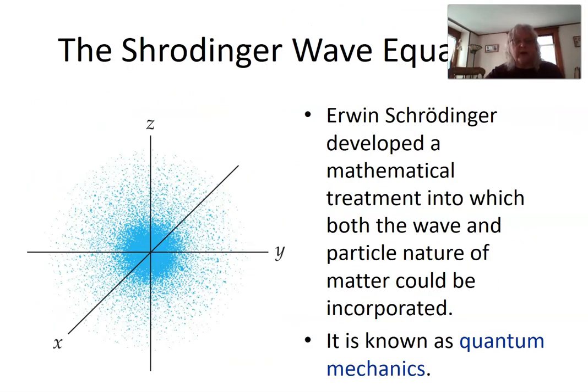Erwin Schrödinger developed a mathematical treatment into which he put both the wave and the particle nature of matter, and this is referred to as quantum mechanics. The Schrödinger wave equations are used to describe the location of electrons that are surrounding the atom. We're going to talk about those wave equations, and what they mean physically, in the next video.